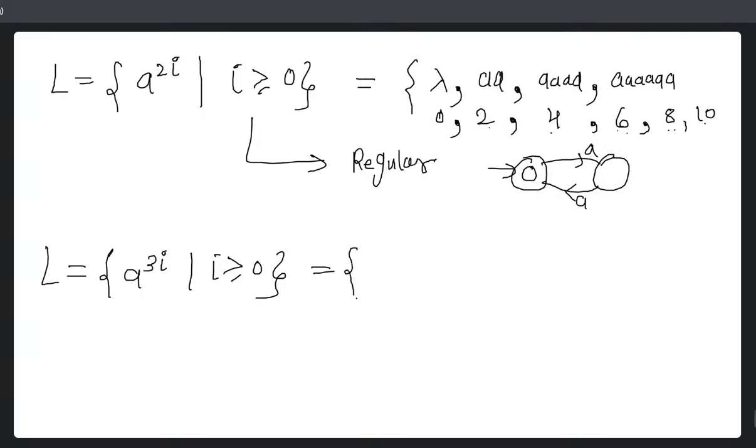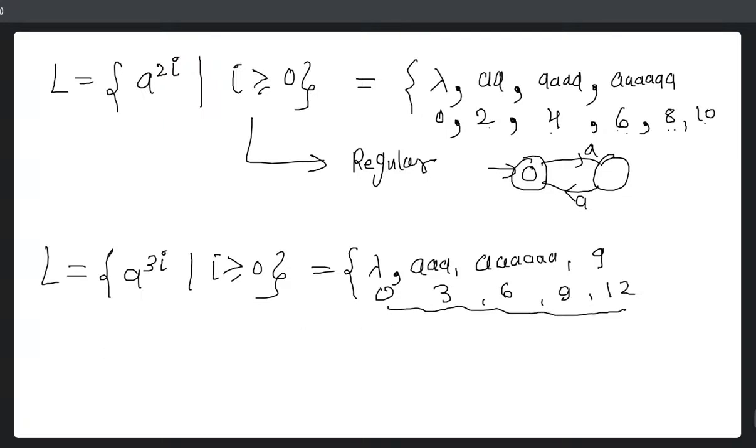So it is clearly visible. If you put 0, null. If you put 1, triple A. Put 2, 6 A's. Put 3, 9. Got it? So 0, 3, 6, 9, 12. So the common difference is what? 3. The difference of 3 is there. So 3 is the difference between the inputs, which means that it is regular. We need to make a cycle of 3.